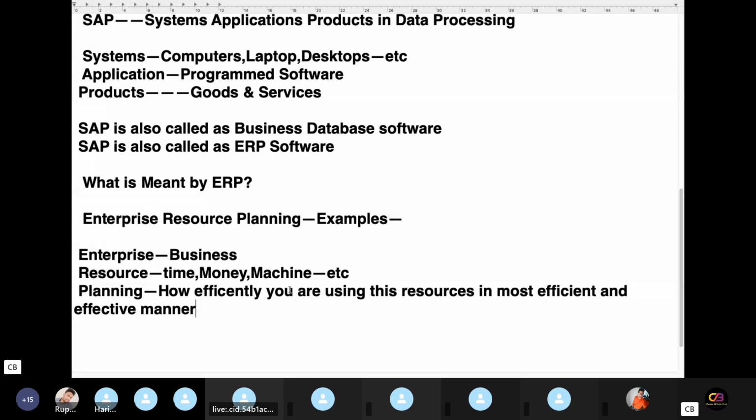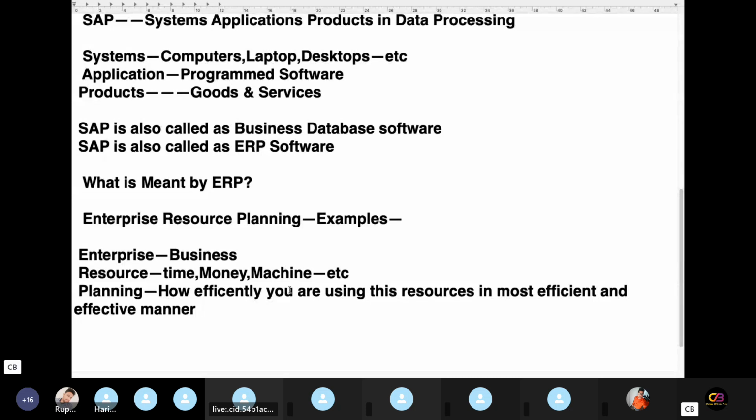ERP is integrated with many modules. If you take any organization, it has respective departments, like sales department, HR department, finance department, production planning, plant maintenance, material management, selling and distribution, so many departments. This ERP combines all the departments. Why capture all the department-wise information? Because reporting is very flexible. In a single window, we can see HR information, finance information, sales information. So ERP means it's an integrated plan.